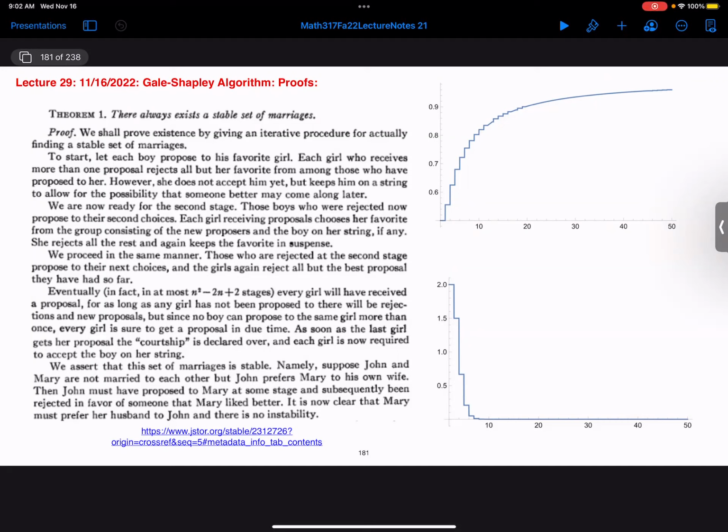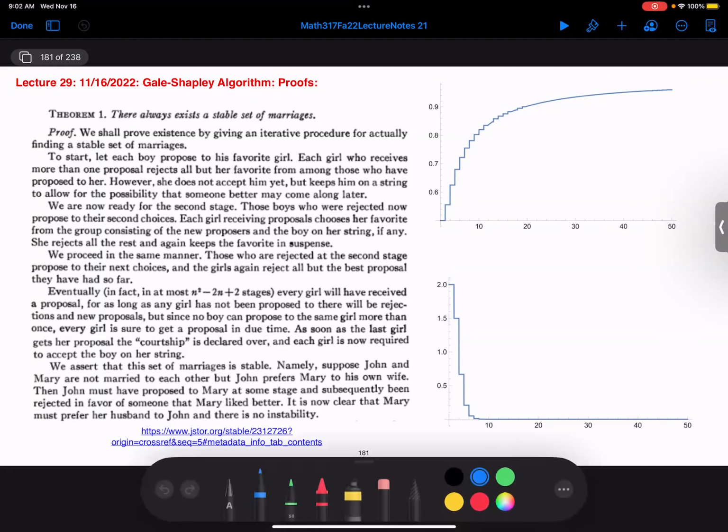And so what I did here is I plotted n, and then over here, I plotted n squared minus 2n plus 2 over n. You can see very quickly the ratio gets very close to 1. By the time n is around 40 or 50, we're really not seeing much of a difference. For small n, sure, but for reasonable n, it's not so bad.